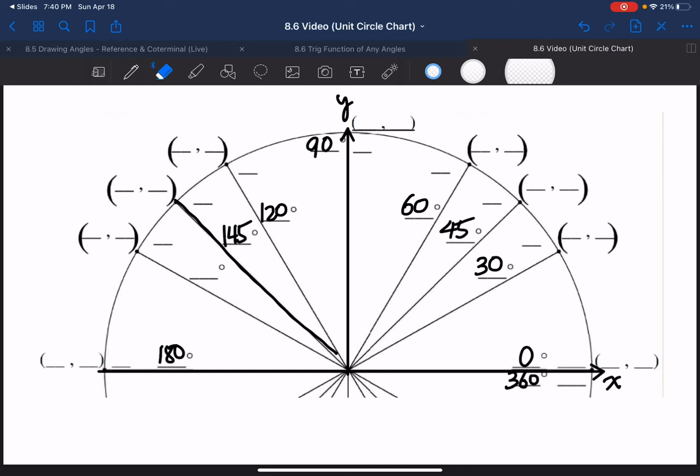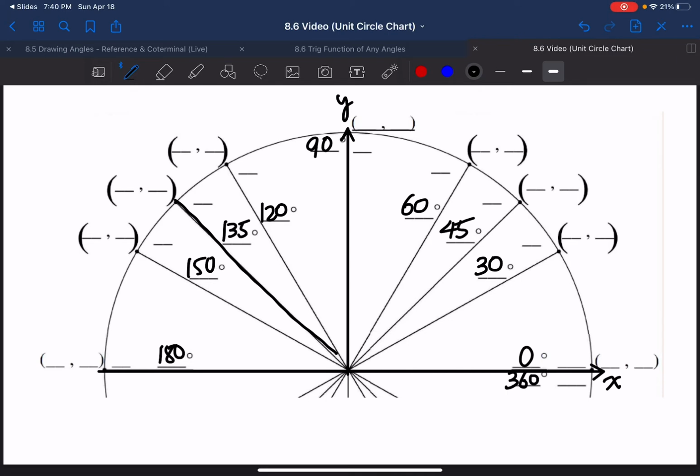That's going to be how much? Did I add it wrong? Hold on, let me check really quick. Yes, I was off. This one was 135, sorry. And then this one is 150. I added 15 degree there. Okay, so make sure you copy this.